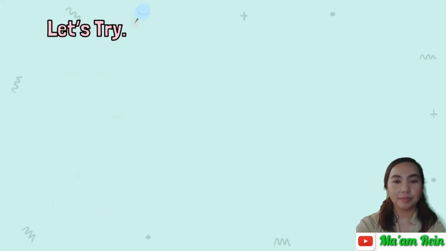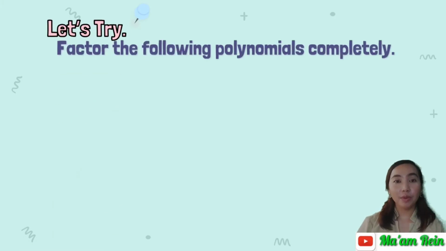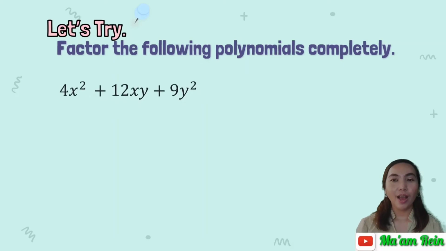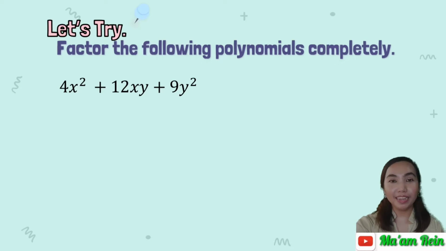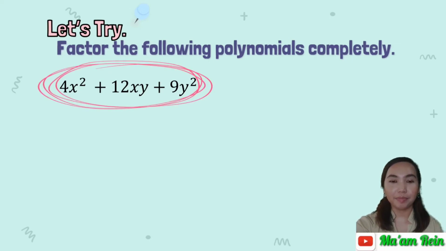Now, let's try this. Factor the following polynomials completely. 4x squared plus 12xy plus 9y squared. Para makuha natin ang factors ng isang perfect square trinomials, titingnan muna natin yung first term and last term if it is perfect square. So in this case, 4 is a perfect square and 9 is also a perfect square. So get their square roots. So that will be 2x, and the other is 3y.